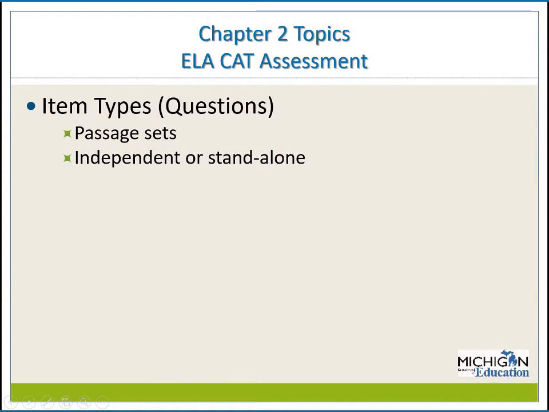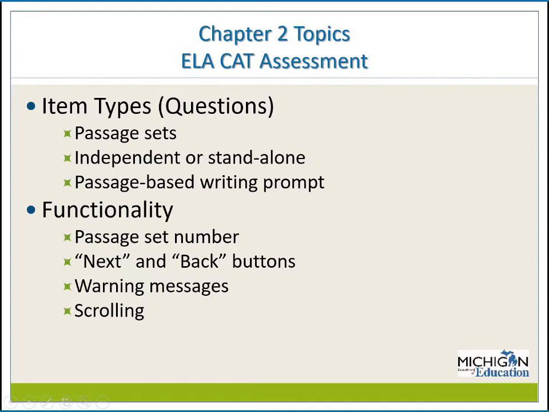The third type of item in the M-STEP ELA CAT test is the passage-based writing prompt. This item requires a written response to a prompt. The passage-based prompt item contains several formatting tools to assist students in writing their response. These are similar to tools commonly found in word processing applications.